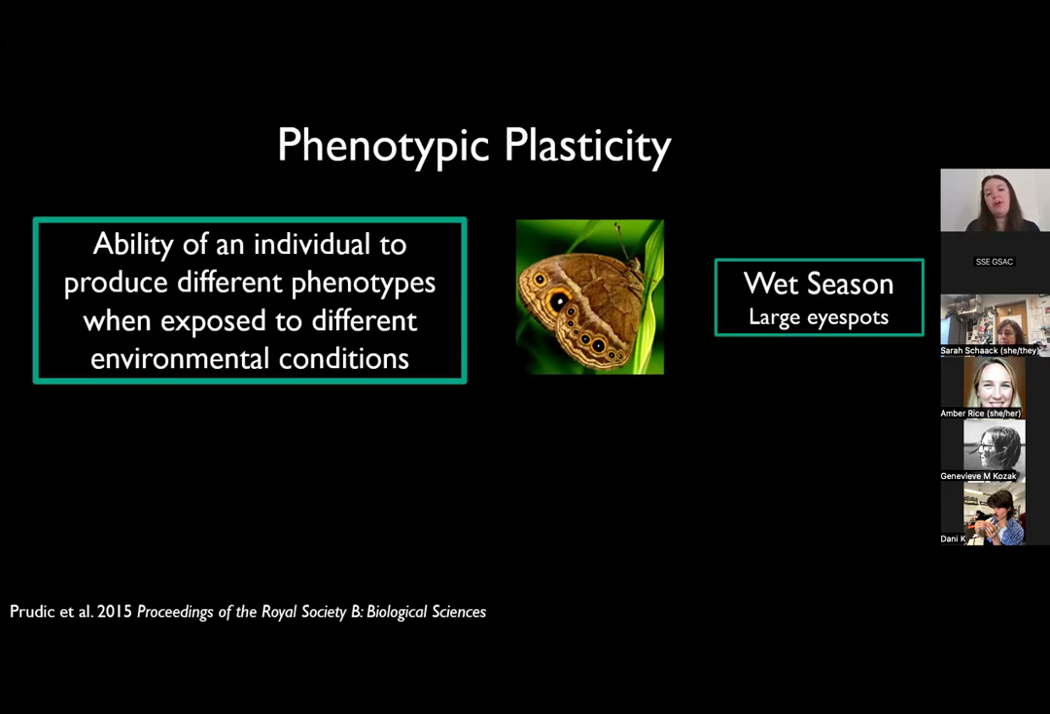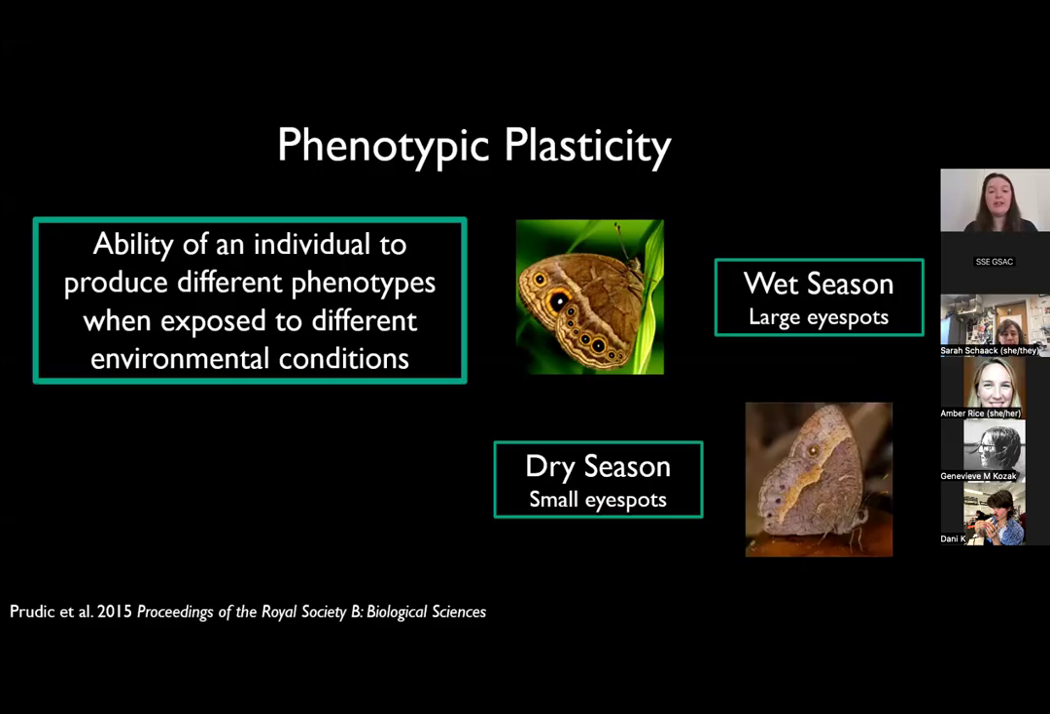When they hatch or are born in the wet season, they develop these really big eye spots that you can see here. Interestingly, the same exact species, if hatched in the dry season, develop these really, really small eye spots, a completely different phenotype. The researchers here found that the difference in eye spots is due to the difference in predators that occur within the different seasons. And they used the seasonal cues of rainfall to pick which phenotype is more advantageous for the given environment they're going to live in.